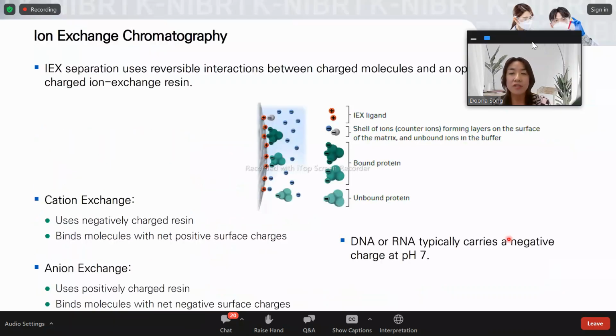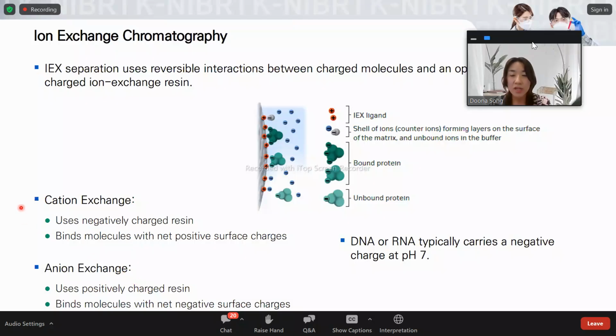Next, ion exchange chromatography. Ion exchange chromatography separates molecules based on their charge. It works by using a reversible interaction between charged molecules and an ion exchange resin with the opposite charge. There are two types of ion exchange chromatography, cation exchange and anion exchange.